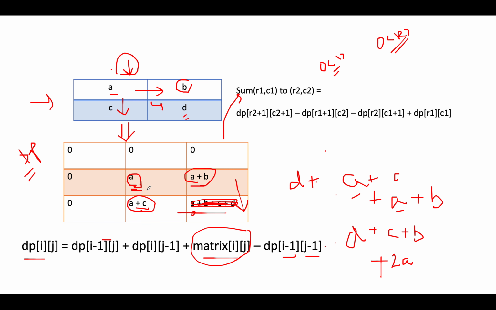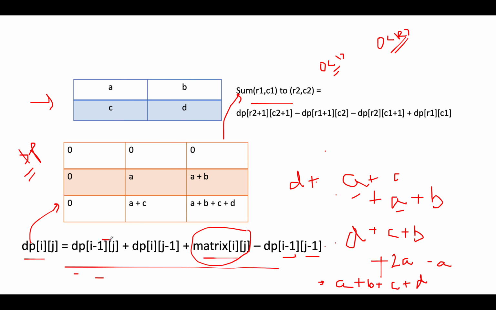Therefore you will subtract dp of i-1, j-1 in order to get a plus b plus c plus d. This is the proof of this mathematical formula that we have created. You can use the same formula for other values as well, and you will see that it holds true.